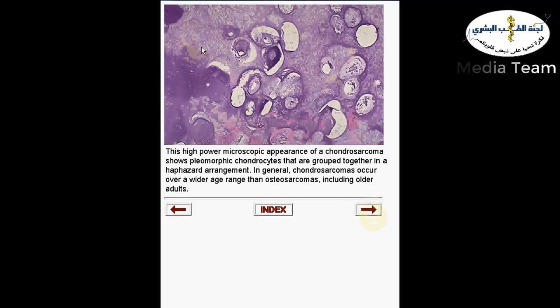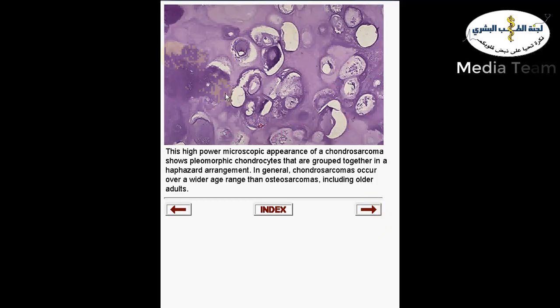Another picture. This is how chondroid material appears under the microscope. It's bluish in color, and we have the chondrocytes. We have grouping of chondrocytes, and we said this must be abnormal, and they are not evenly spaced, and sometimes we can see more than one nucleus inside the lacunae.